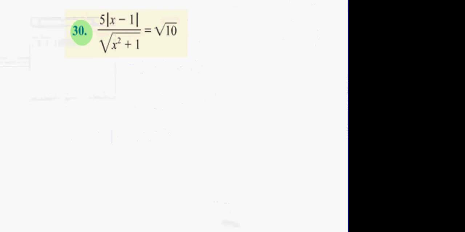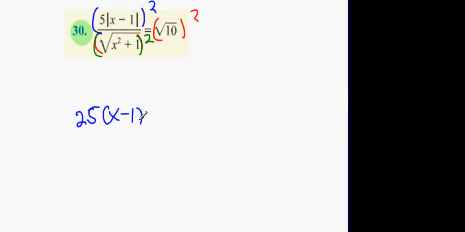Okay guys, number 30. What you do here is square both sides again. This one here is going to get squared. Sorry, put that in green. This one's squared, and this one is going to be squared as well. The blue one turns into 25 on the outside. 5 squared is 25. X minus 1 squared beside it. And then we're going to have equals on the bottom, which is in green. It's just going to be, get rid of the square root sign, and you're going to get x squared plus 1. On the right hand side, which is the red, root 10 squared is 10.